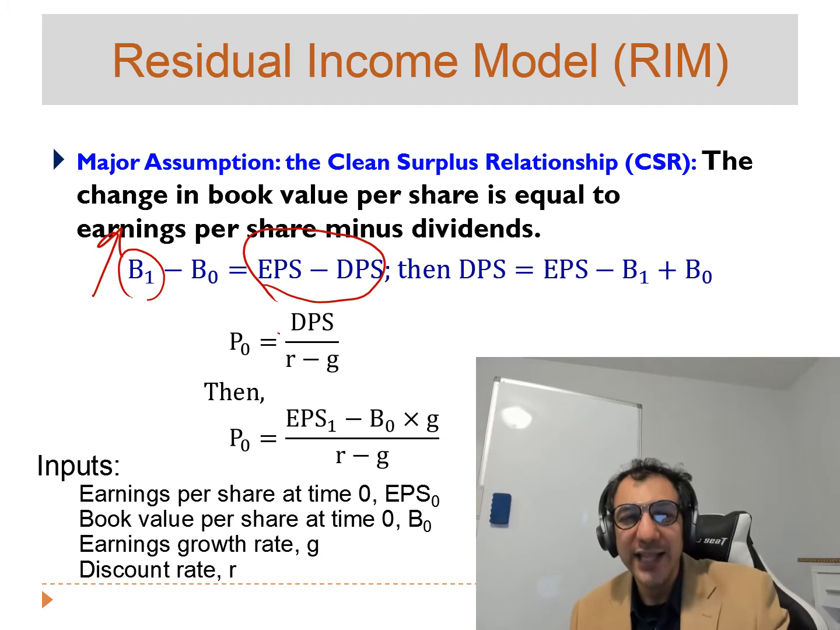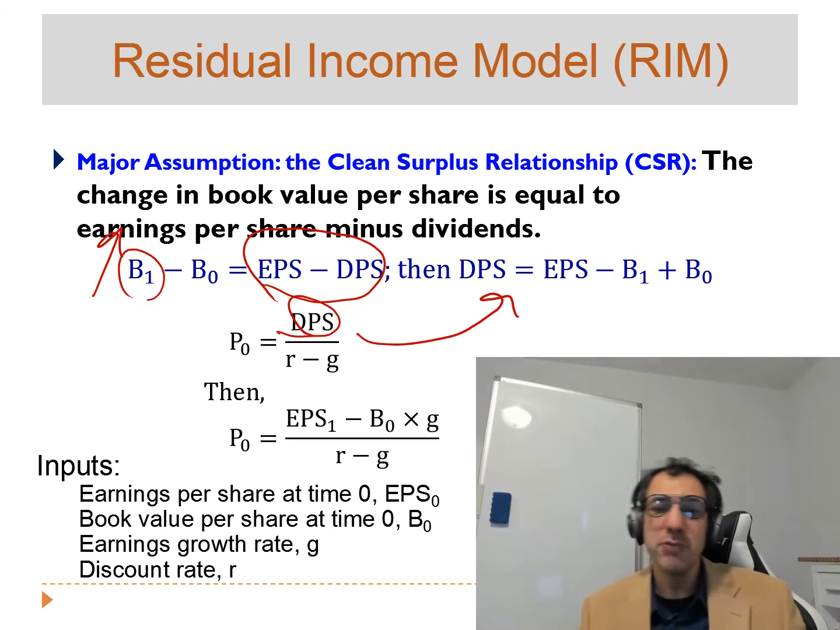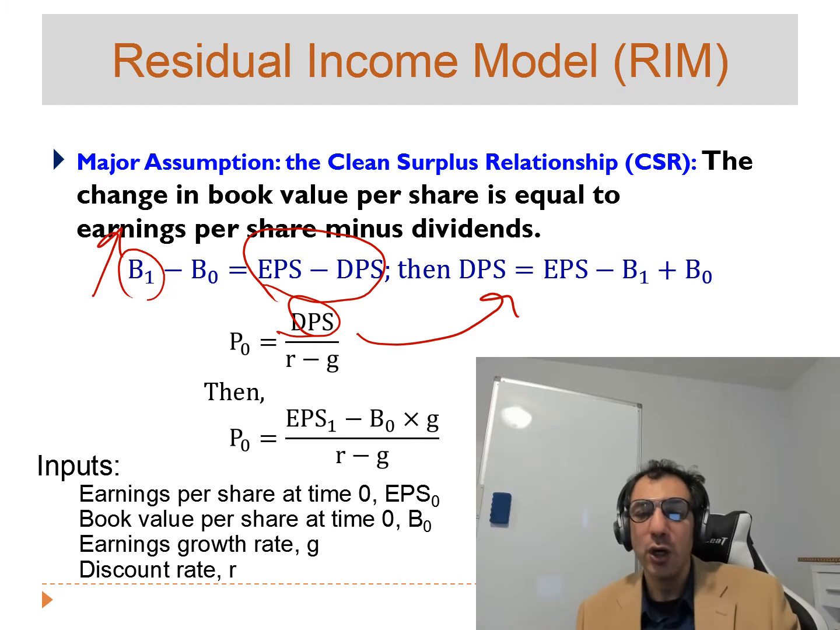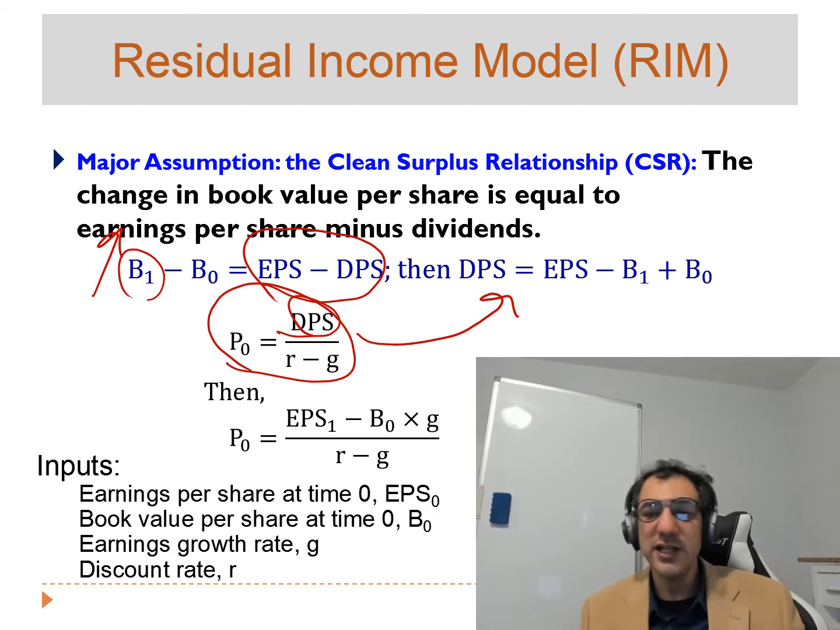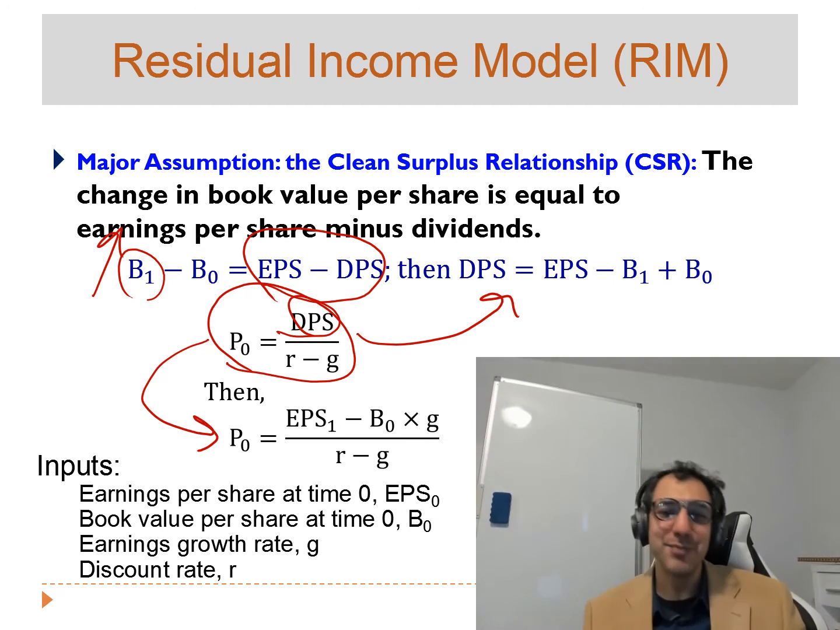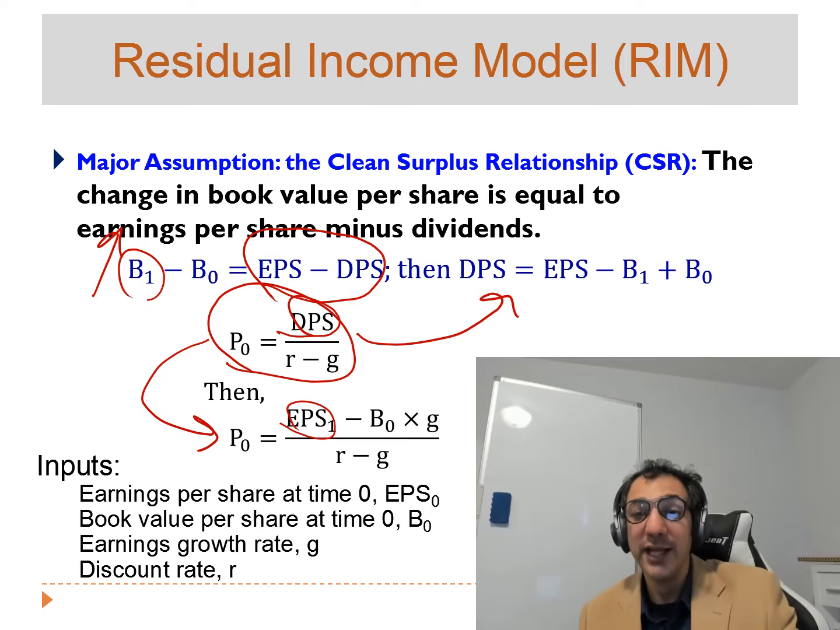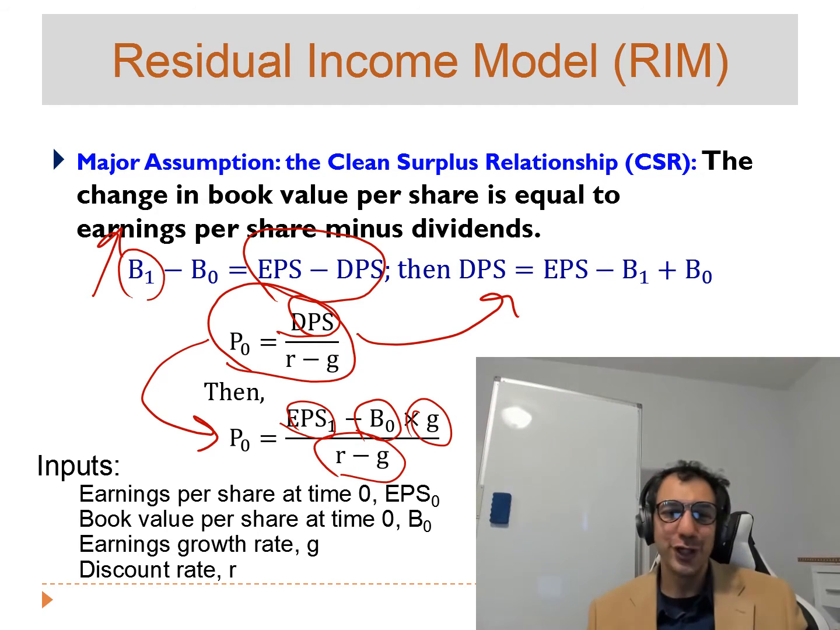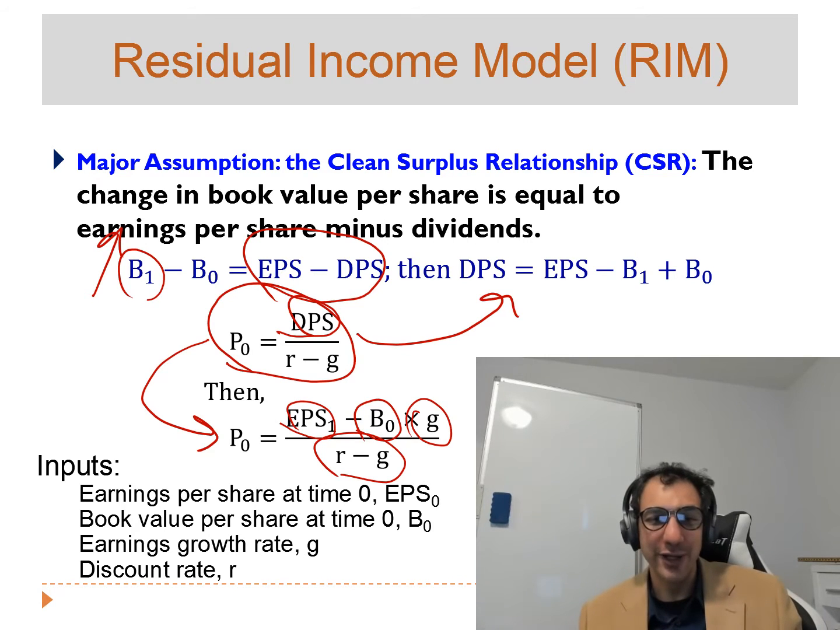So if we accept this relationship, we can go back to the Gordon formula, and we can replace the DPS with EPS minus B1 plus B0. So this formula, P0 equals dividend divided by R minus G, that's the Gordon formula. We call that DDM, dividend discount model. And if we replace the dividend with the argument we just had, the clean surplus relationship, the result will be a new formula which is based on EPS. You see, there is no dividend here. We're just using EPS. So EPS1, again the earnings for the future period, minus the current book value per share times the growth rate, divided by R minus G. So you can use this formula as well to find the stock price.